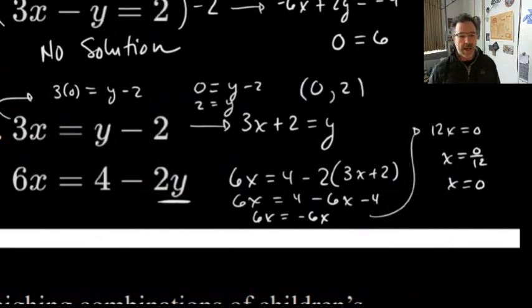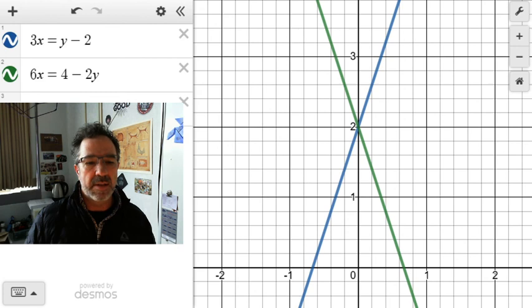And I'm really glad that I looked at that in Desmos. So let's go confirm that. 0, 2. And in Desmos, yes, x is 0 and y is 2. That's the solution to that wonderful system of equations.